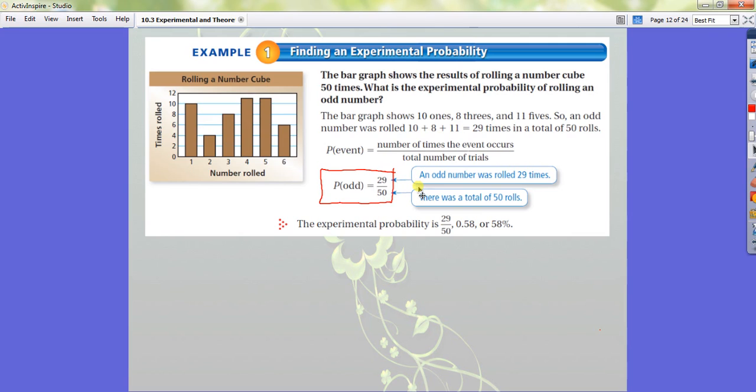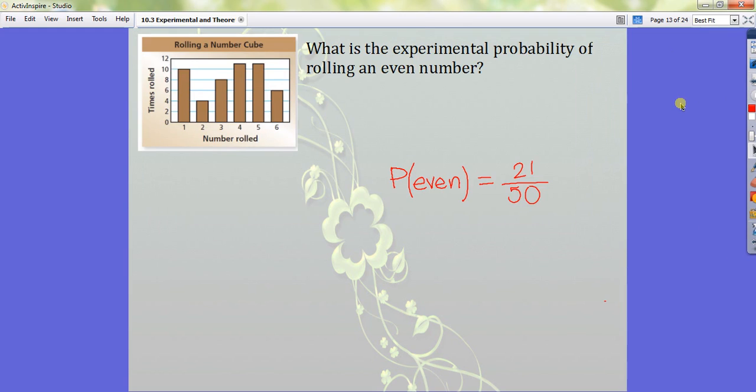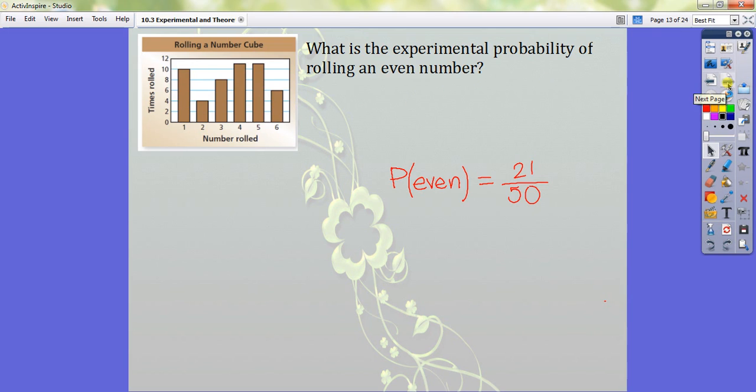So you can see that it's not quite the same as our theoretical probability. It's pretty close. If we did more experiments, it certainly would start getting closer and closer to that 50% mark. So then you did the same thing, but for an even number. You could have added up the even outcomes, or you could have just done 50 minus 29, because everything that's left are the even numbers from the last slide, and you get 21 over 50.